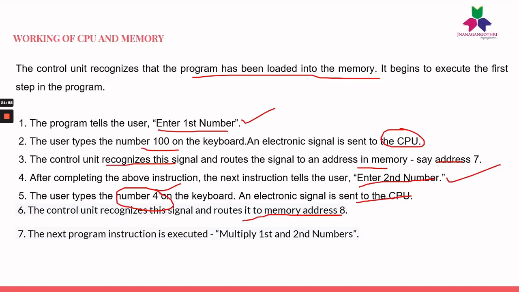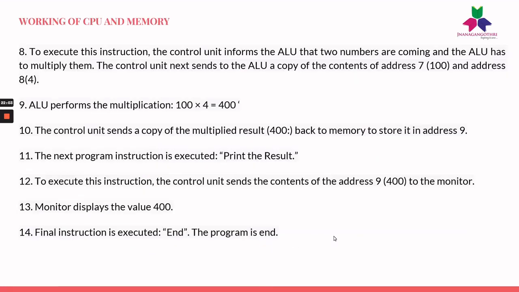So the next instruction is, multiply the first and second number. That is, multiply the first input and the second input, which is 100 into 4. The control unit also informs the ALU, that is arithmetic logic unit, that two numbers are coming to you and you have to multiply them. So it also sends a copy of the contents stored in address 7 and 8, which is 100 and 4, the two inputs entered by the user. So the ALU then performs multiplication. That is the arithmetic operation, 100 into 4, which is 400.